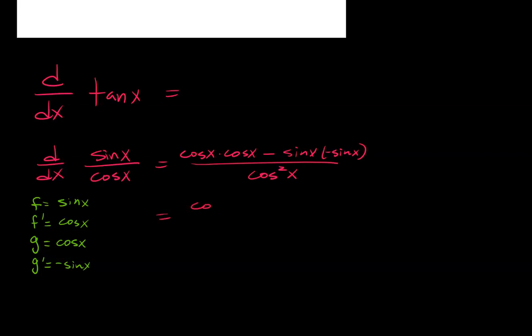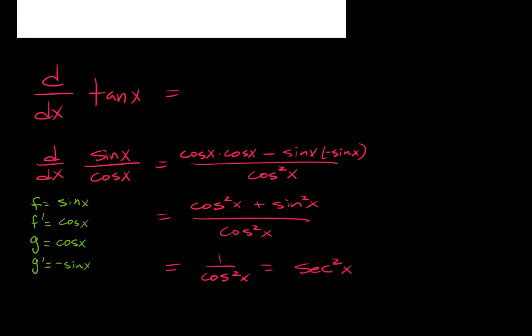And what happens is your numerator works out nicely, because sine squared plus cosine squared is 1. And so the derivative of tangent, instead of writing 1 over cosine squared, would be secant squared. And this is how you could go through and figure out all 6 trig derivatives by doing the quotient rule on the other 4.